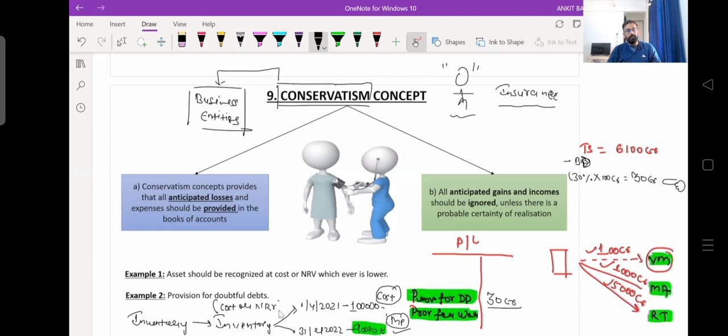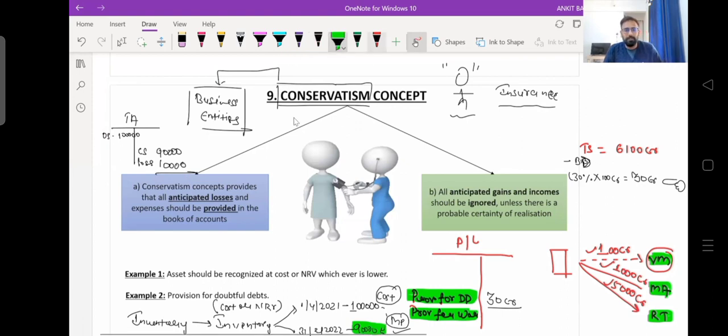So there is a concept: cost or NRV, whichever is lower, you have to record that value. Let's suppose you are preparing your trading account, and you have recorded opening stock of 1 lakh rupees, and the closing stock value is now 90,000. You have not consumed this raw material, so automatically you are booking a loss of rupees 10,000. Why? Just because of the conservatism concept. The conservatism concept says all anticipated losses you have to recognize immediately.